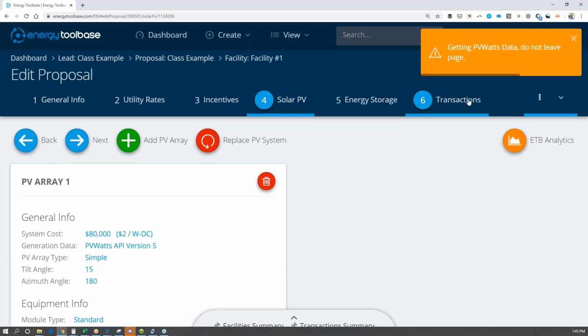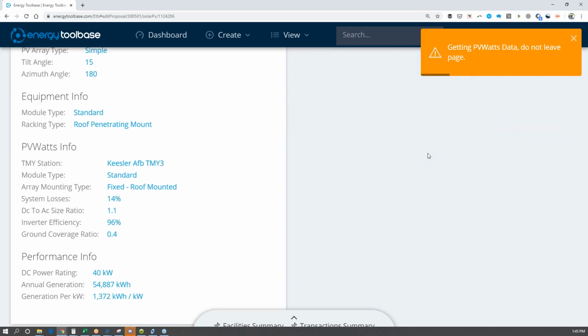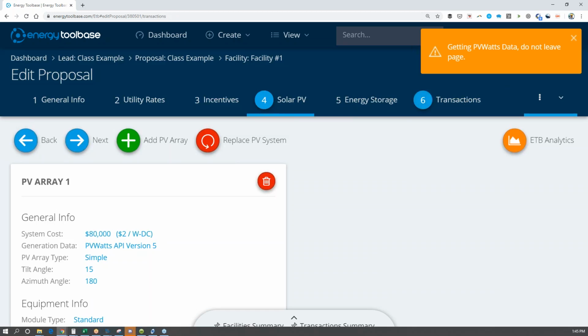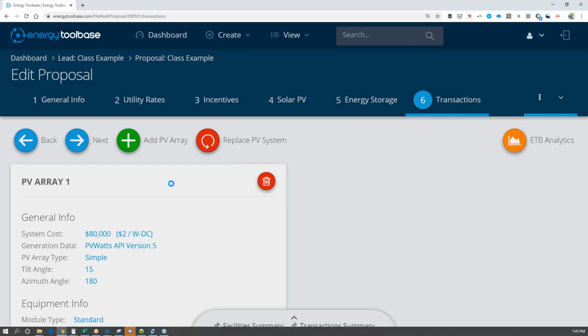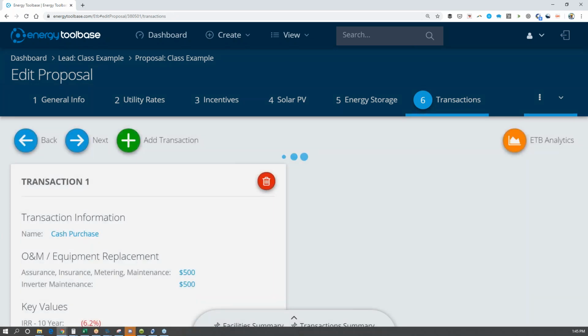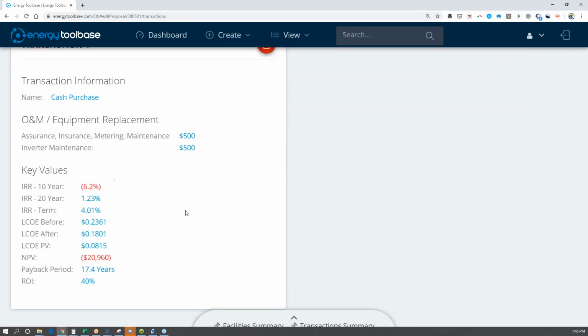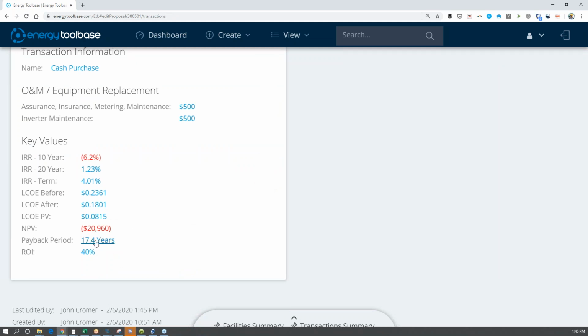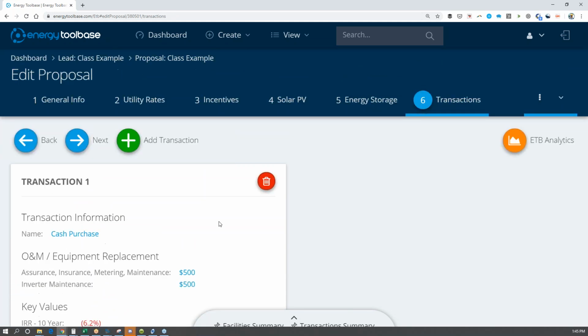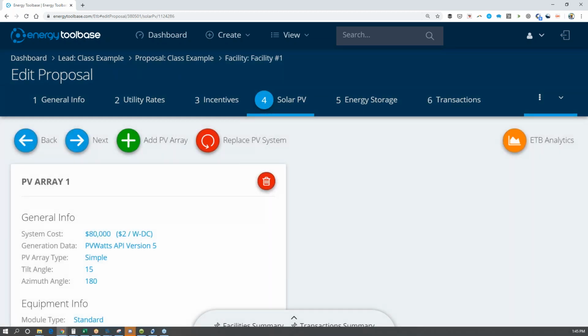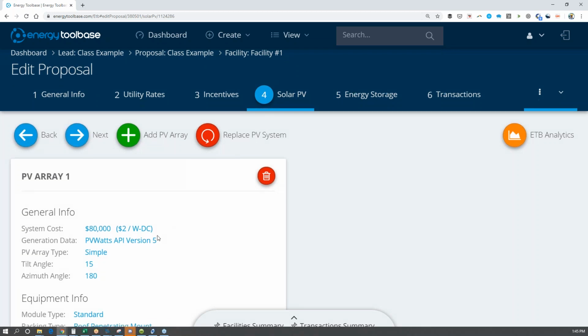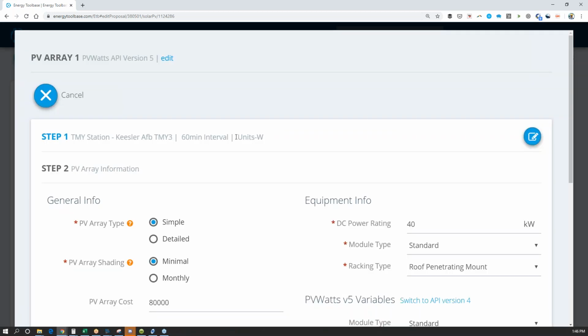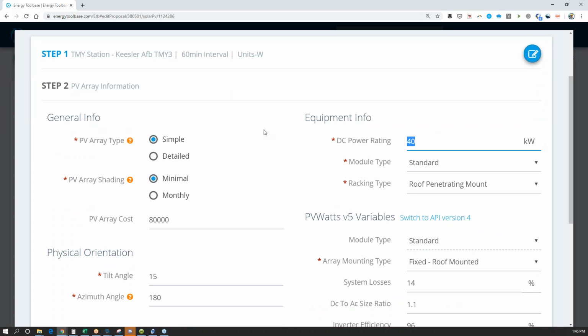And then we'll just hop back over to our... It's already got my PV watts data. Hop back over to our transactions page, and we see the payback is 17 years instead of 15.6. So, what we've seen is that even though we've doubled the size of the array at cost, we haven't increased the profitability of the project.